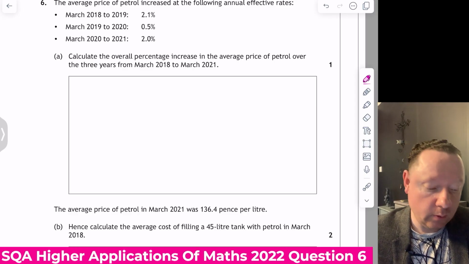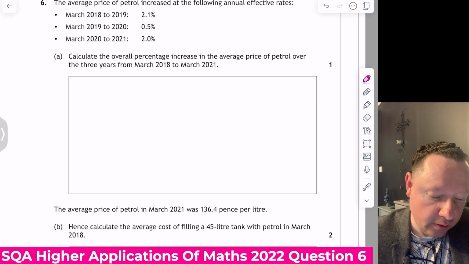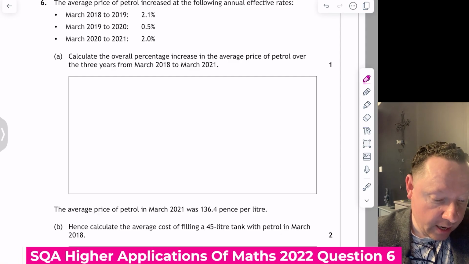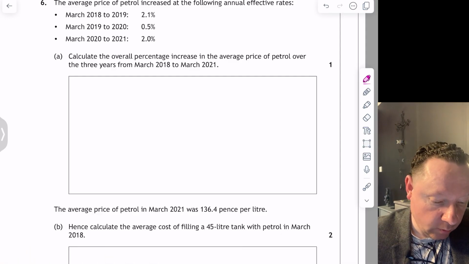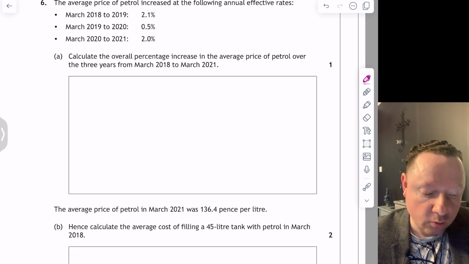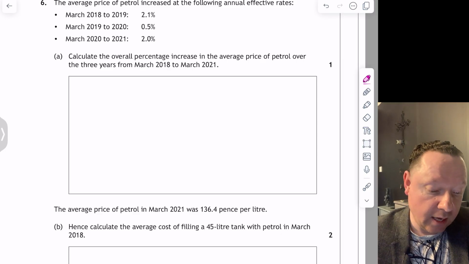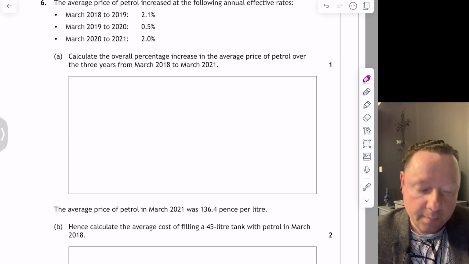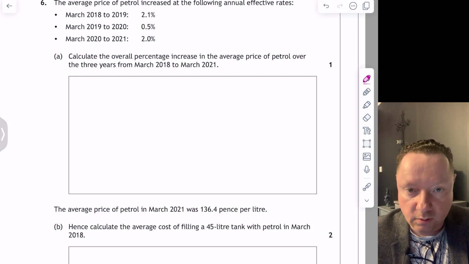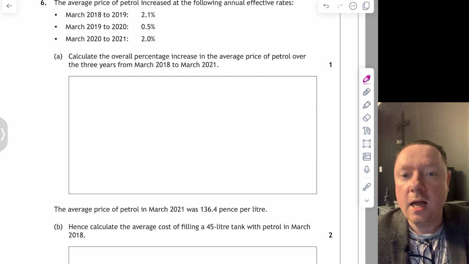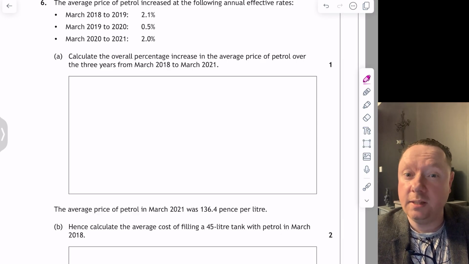We have Application of Maths 2022 question 6. The average price of petrol increased at the following annual effective rates: 2.1, 0.5 and 2.0 from 2018 to 2021. And we have to work out the overall percentage increase in the average price of petrol over these 3 years. Now, don't be tempted to just add them up. That is not it. Imagine if I started with £100, I would do 100 times 1.021 times 1.005 times 1.02. I would times them by the decimal multipliers. So I need to times them together to get the overall percentage increase.